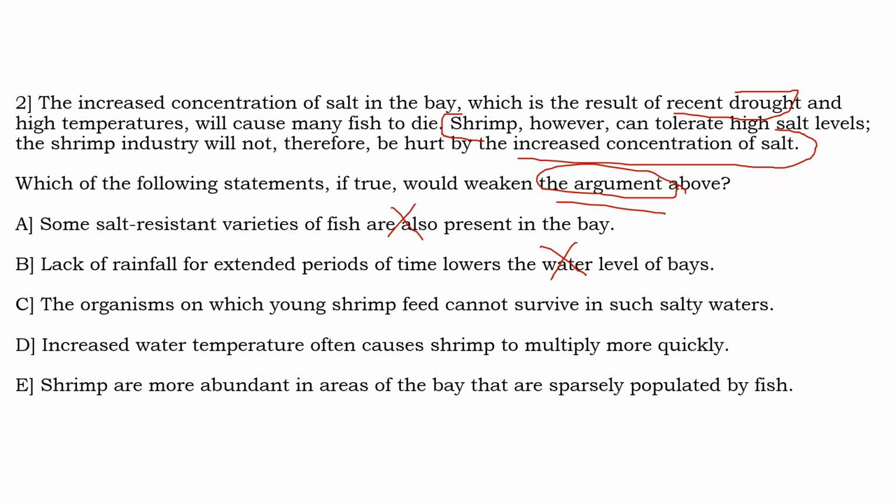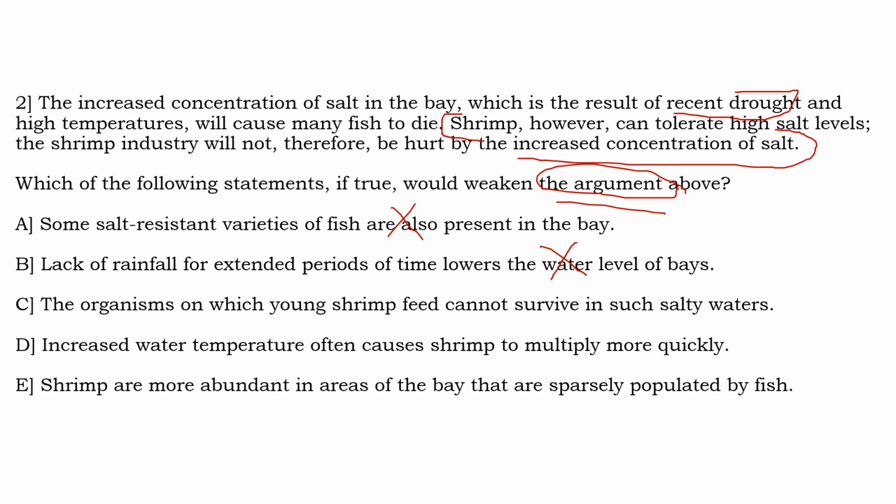Option C, the organisms on which young shrimp feed cannot survive in such salty waters. What it means, we know that our argument is that the shrimp industry is not going to be affected. But if the young shrimp are not able to feed, because the organisms on which they are feeding will not be there since they cannot survive the salty water. So once the organisms which are the food of the young shrimp are not there, what will happen? The young shrimp will not get any food. When they don't get any food, they will die. So once they die, what will happen? The shrimp industry is going to be affected. So this is a good answer that weakens our argument that the shrimp industry is not affected. So probable answer, keep it in your mind.